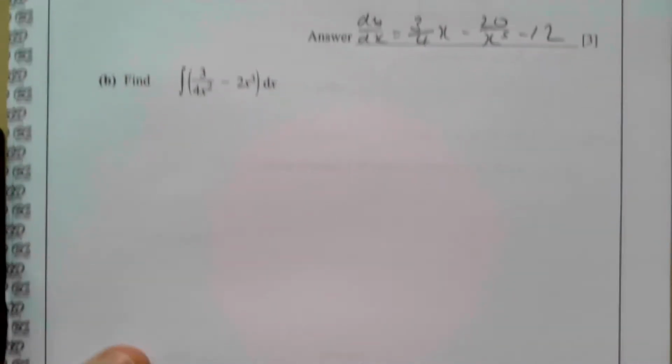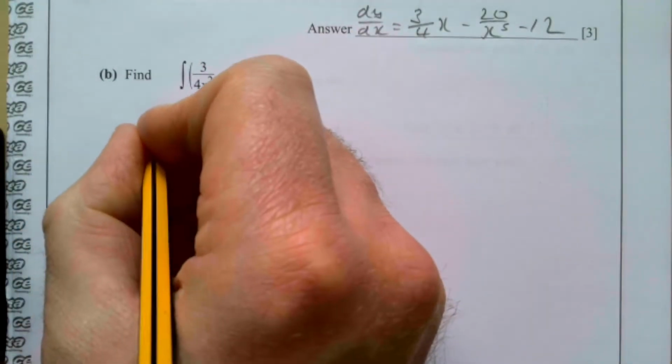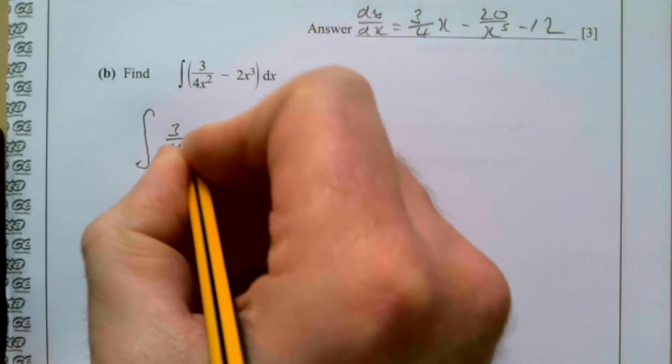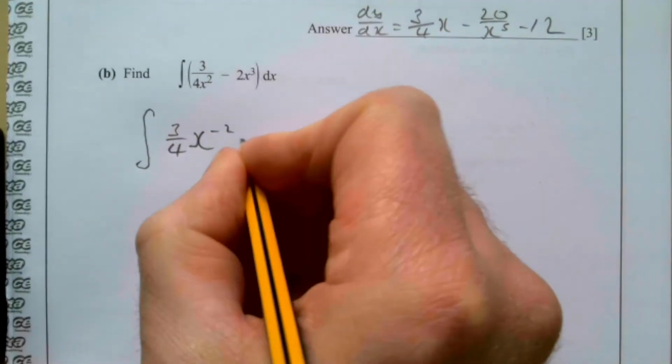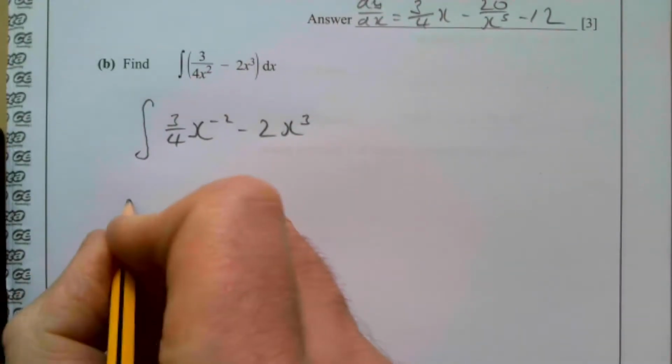Part B, integration. Again, I want to take this x squared out separately, so I haven't integrated yet, so my integral sign remains, and it's 3/4 x to the power of minus 2, x cubed.